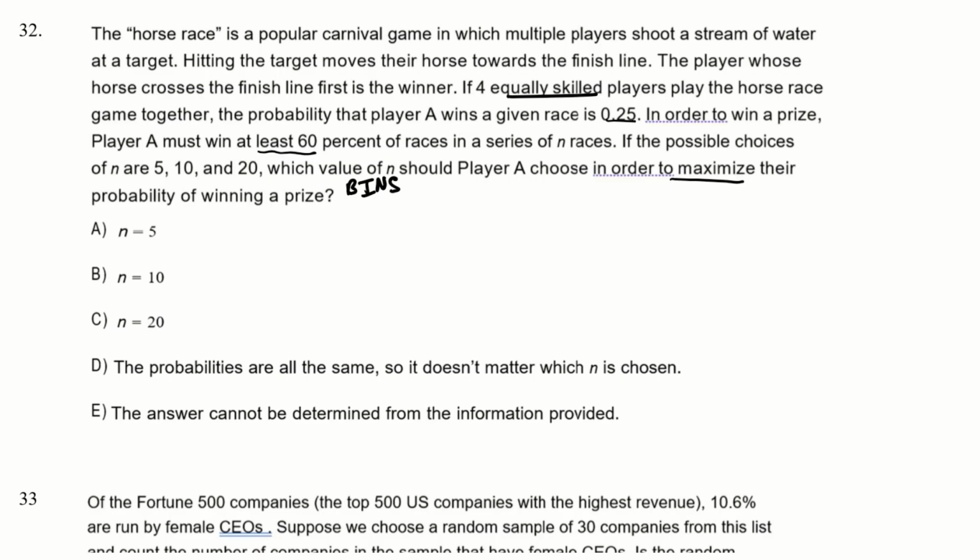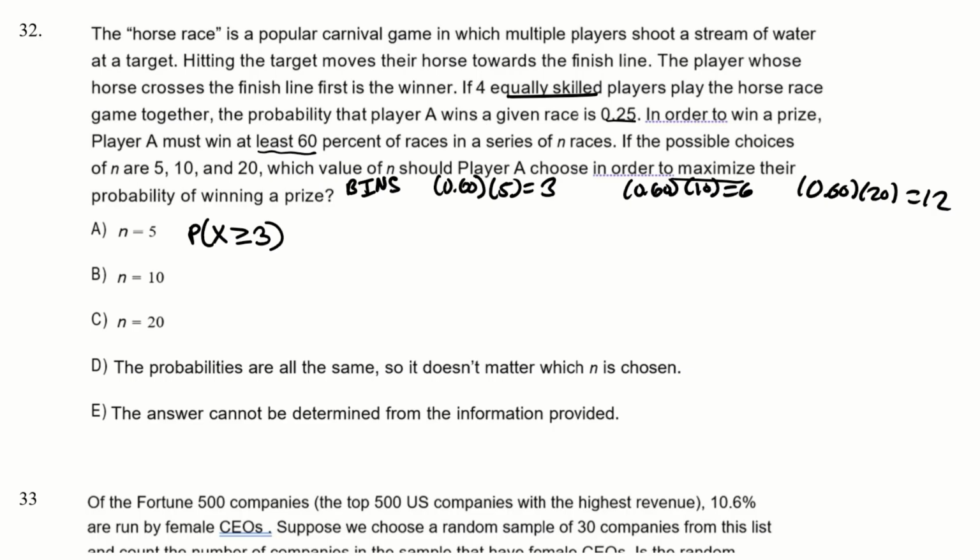Now, for at least 60%, 60% of 5 is 3. And then for B, 60% of 10 is 6. And then for C, 60% of 20 is 12. So we're just going to leave that aside for later. But we're going to need to win at least 3 games for n equals 5. So we want the probability that x is greater than or equal to 3. We want to win at least 3 games in order to win.